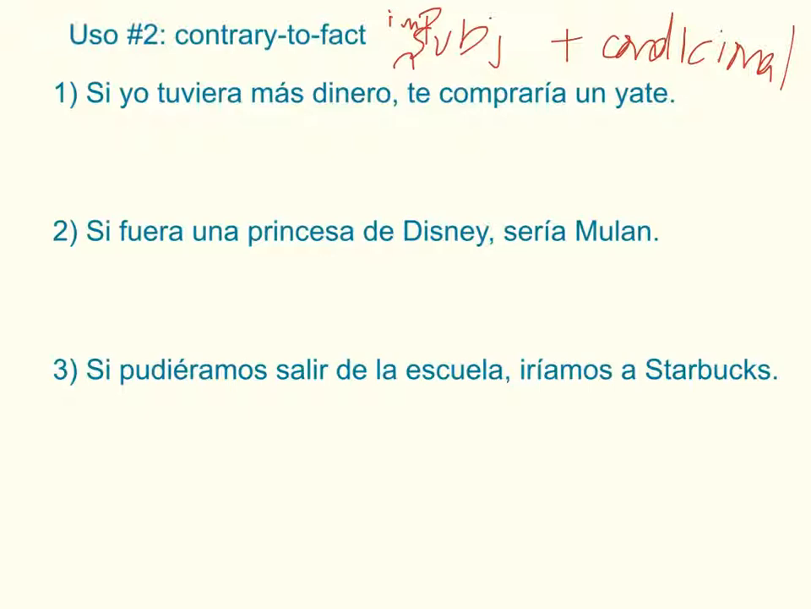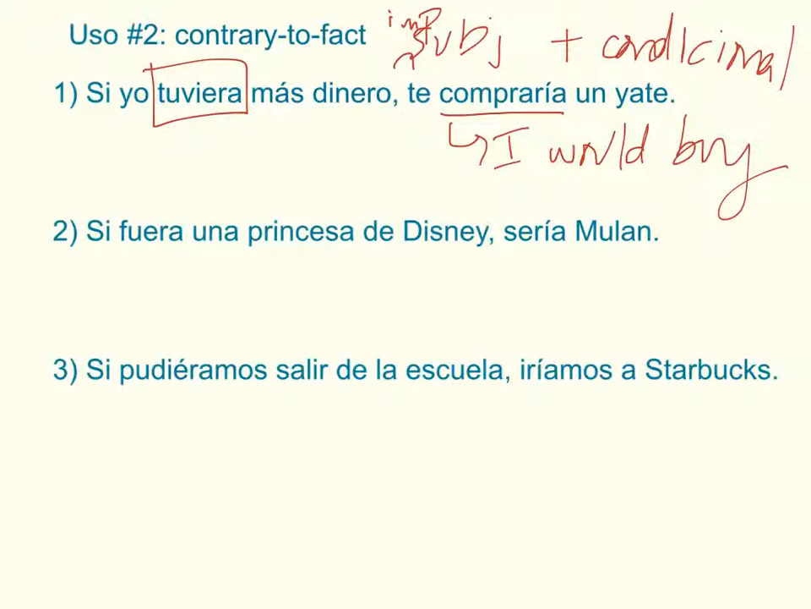So here, si yo tuviera más dinero. So tuviera is going to be our imperfect subjunctive. Si tuviera más dinero, if I had more money, I would buy you a yacht. So the one that is conditional is te compraría. This means I would buy. So you just take, as you know, in the conditional, all of the verb comprar, and then you add the endings, ía, ías, ía, etc. So this one is just a straight translation, I would buy.